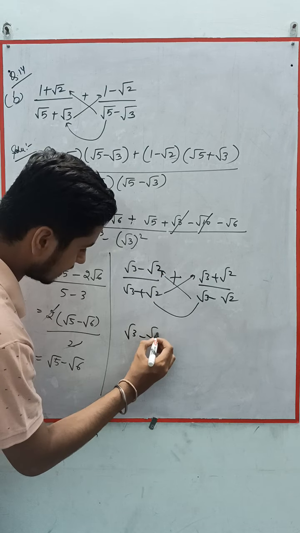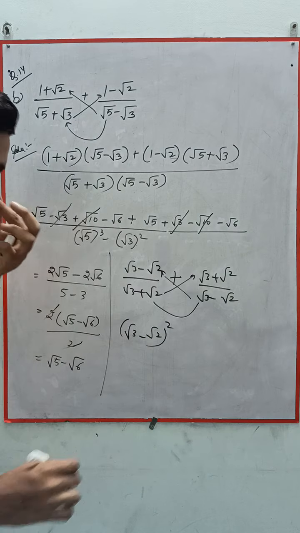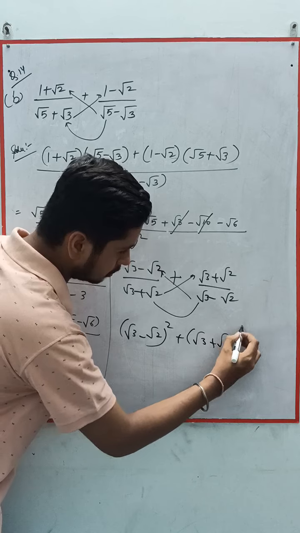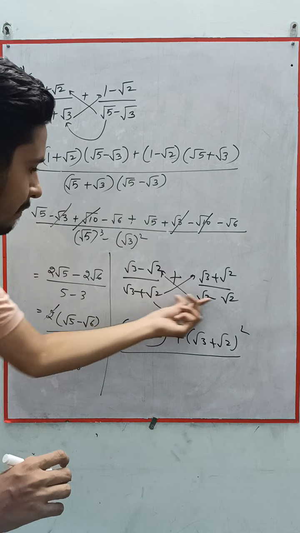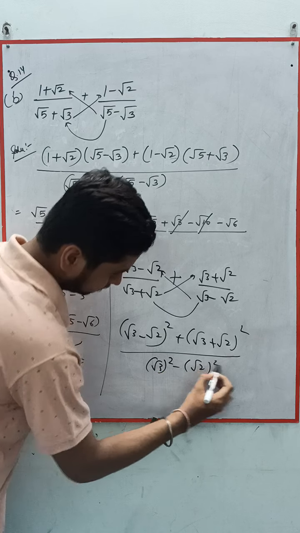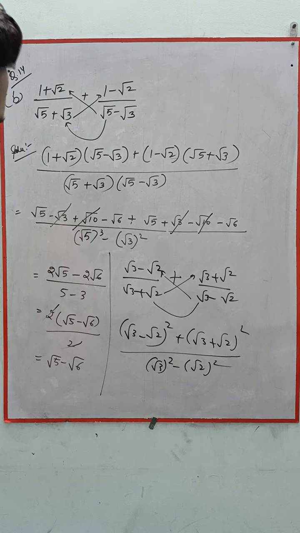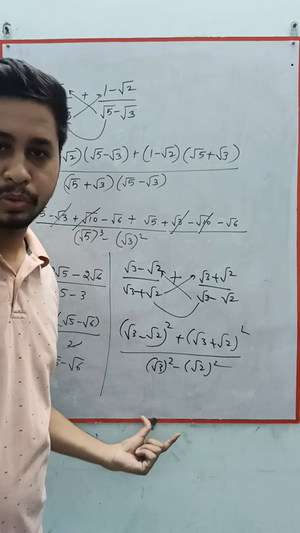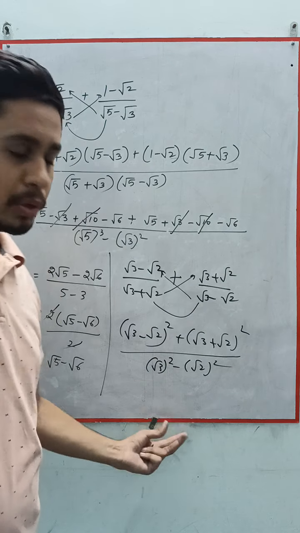So can't we write this as root 3 minus root 2 the whole square? Similarly, they two are also the same, so root 3 plus root 2 the whole square. But here root 3 plus root 2, root 3 minus root 2, so it will be a square minus b square. Okay, now you open the bracket. It is very easy to solve. Okay, try this. I want you to try.